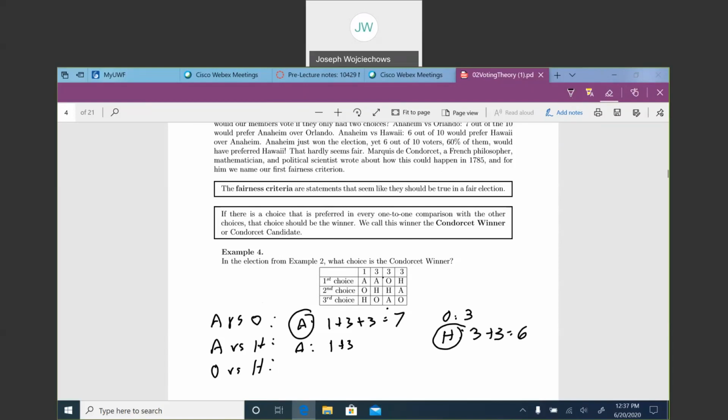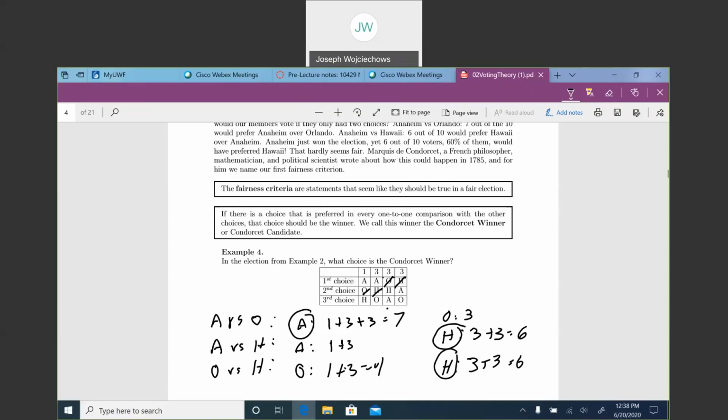Now let's look at Omaha versus Hawaii. Omaha, Hawaii. So here, Omaha is preferred. That's 1. Here, Hawaii is preferred. That's 3. Here, Omaha is preferred. That's 3. And here, Hawaii is preferred. So we have 4 and we have 6, and Hawaii wins.